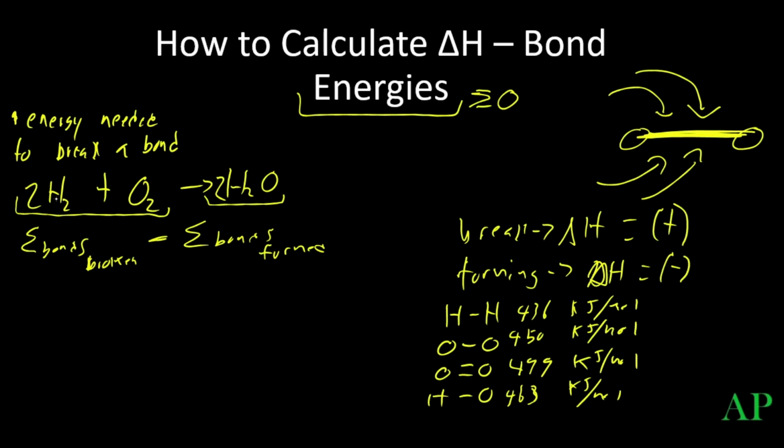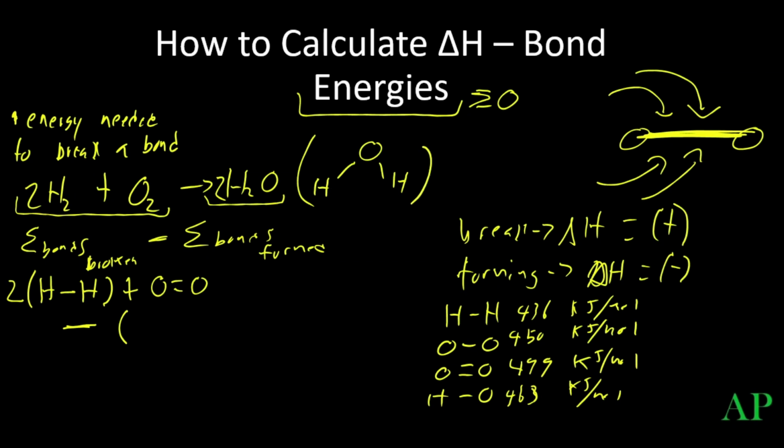My broken bonds are H's and O's. The H-H bond specifically, which will occur twice, plus the O=O bond, which is a double bond, minus all the bonds that are formed. H2O looks as follows. But there's two of these. So I have one H-O bond right here, another H-O bond right here. So 2 per molecule, 2 molecules, 4 H-O bonds in total.